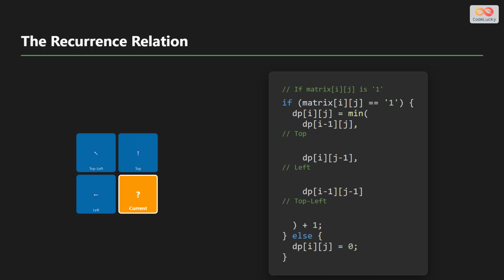Now for the core logic. If the current cell in the original matrix is a 1, we look at its 3 neighbors: the cell directly above, the cell to the left, and the cell diagonally top left. The size of the square we can form at the current position is the minimum of these 3 neighbors, plus 1. If the current cell is 0, no square can end there, so the value is 0.